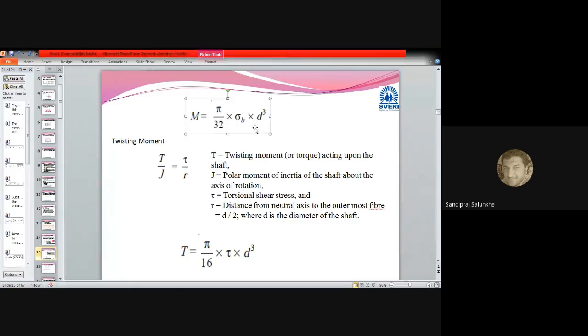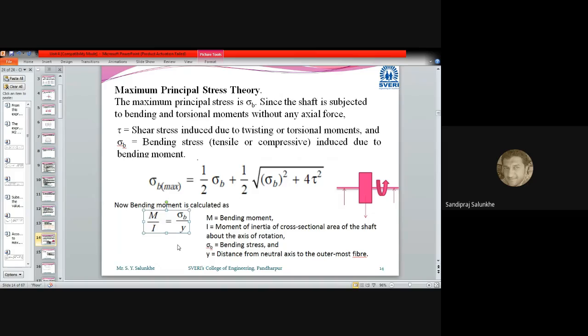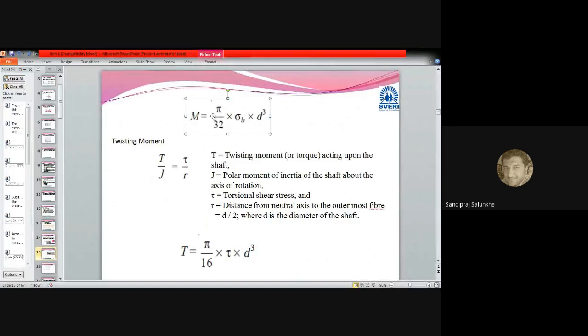When we put the values of I and y in the equation M by I is equal to sigma b by y, where I is pi by 64 d raised to 4 and y is d by 2, we get the equation M is equal to pi by 32 sigma b into d cube.